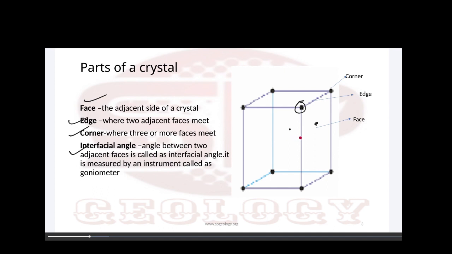At the face, we can measure the angle between faces because the angle between faces will be different. Suppose it will be like this, or it can be like this. So the angle between faces will be different. The angle between two adjacent faces is called your interfacial angle, and it is measured by an instrument called a goniometer. So this is the instrument we use to measure the interfacial angle.